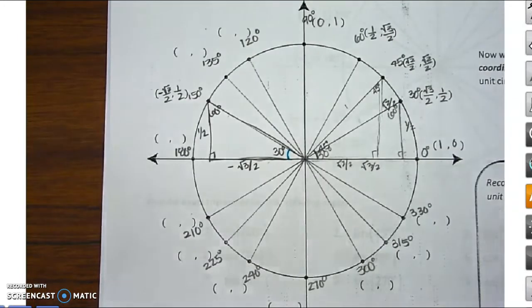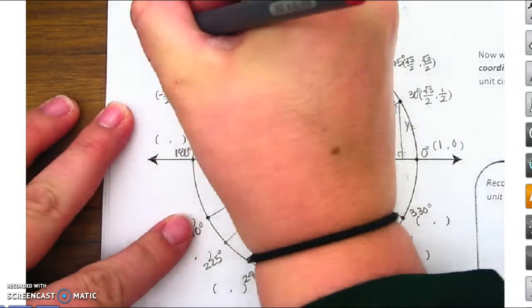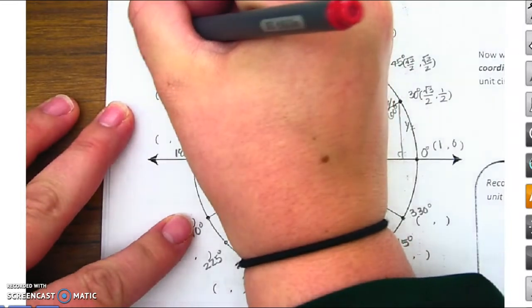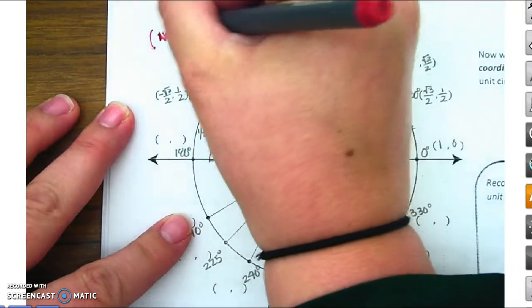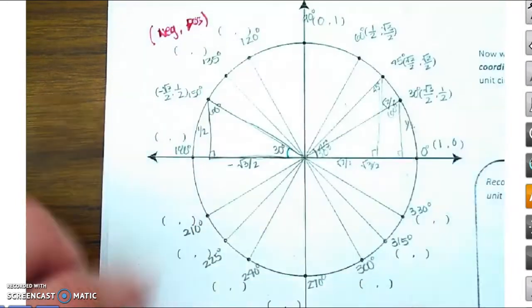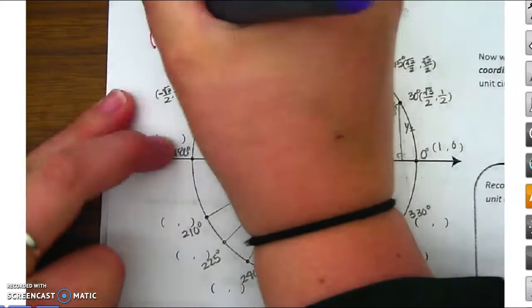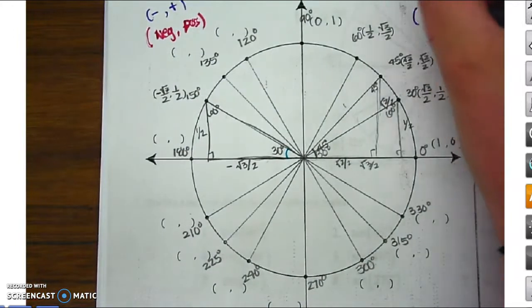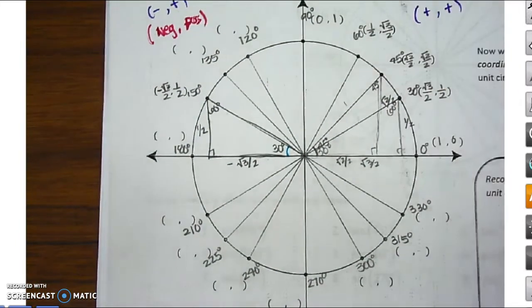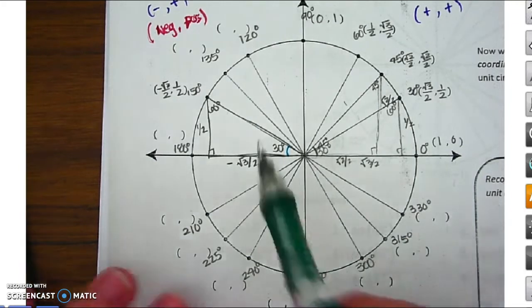So in this quadrant, anything in the second quadrant, the x values are negative and the y values are positive. If you also just want to write it as a negative and a plus, that's fine. Just to remind us, when we were in the first quadrant, both were positive. So we're going to go ahead and finish up our second quadrant.